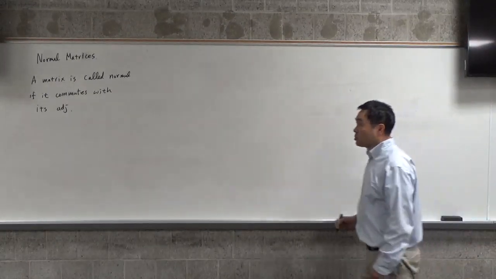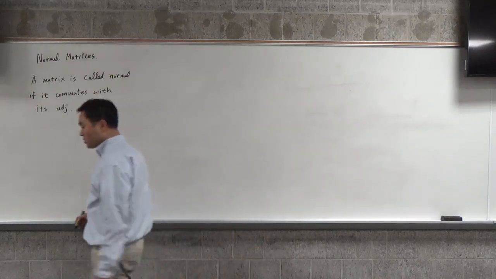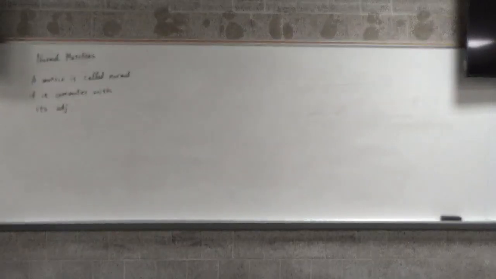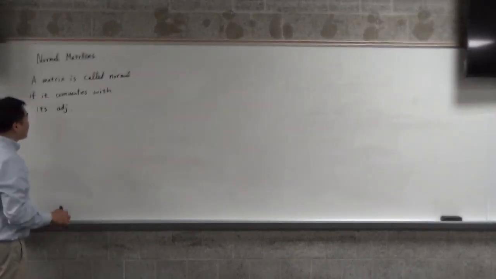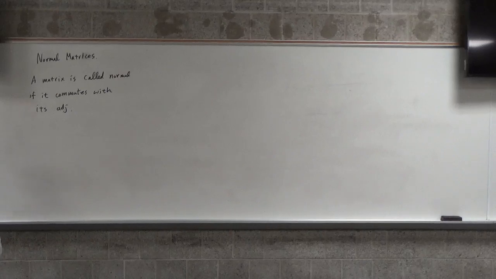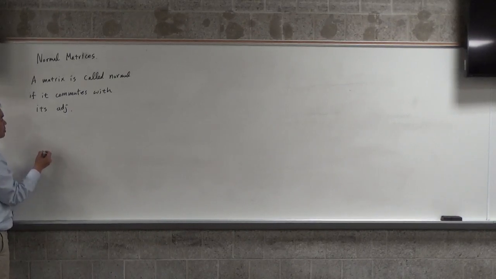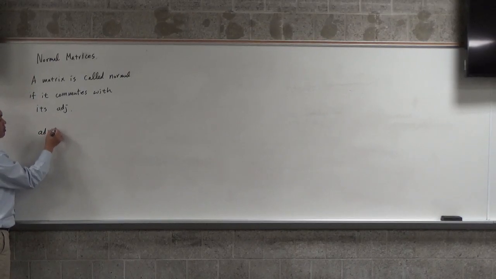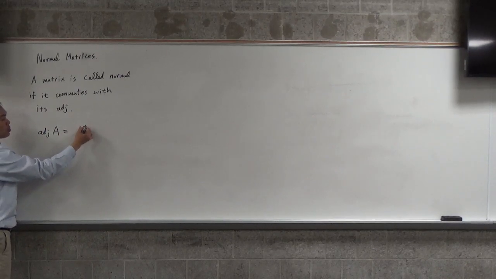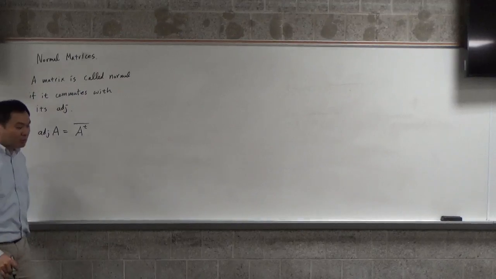A matrix is called normal if it commutes with its adjoint. When I say adjoint, I'm really talking about the complex vector space context. So a matrix is called normal. The adjoint of a matrix in complex vector space is its transpose, and then you take the complex conjugate, right?